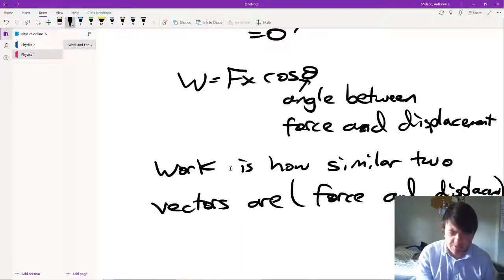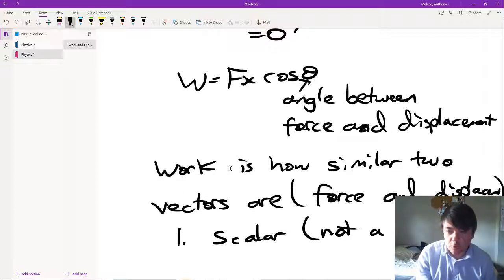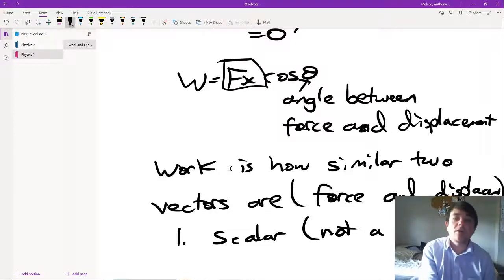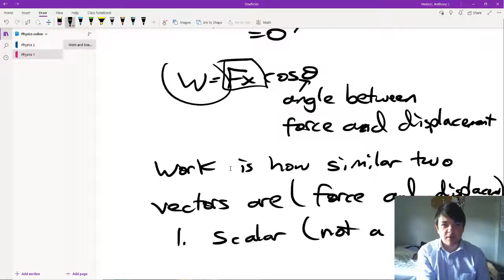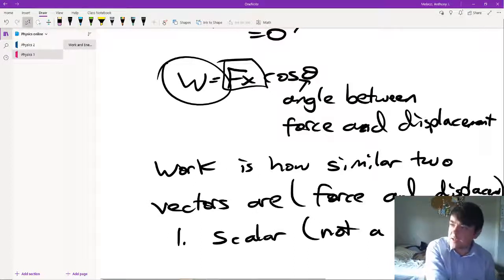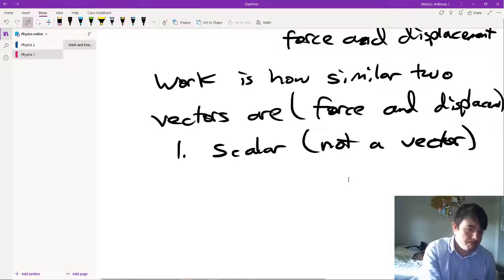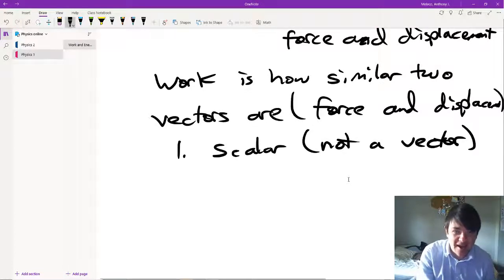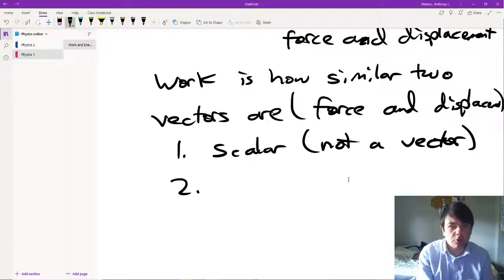But there's a couple other things about work. Number one, it's a scalar, which means it's not a vector. So when you dot product two forces like this, you're just doing it in terms of magnitude now. This is just a number. Okay, so you're just going to get a number for it. You're not going to get anything else. So it doesn't have direction. It's just a magnitude, no direction.